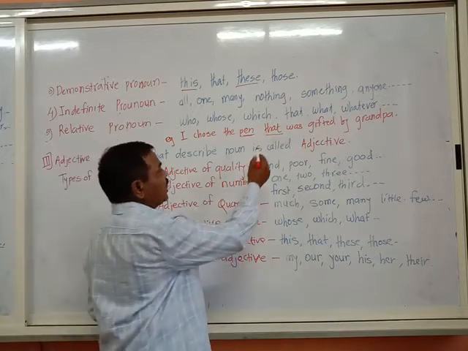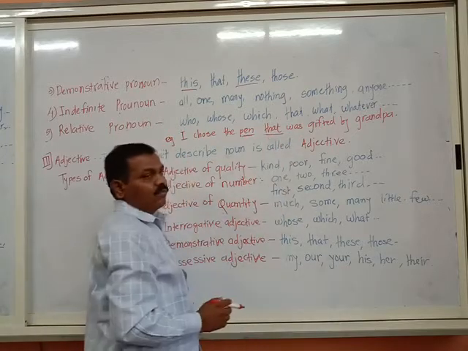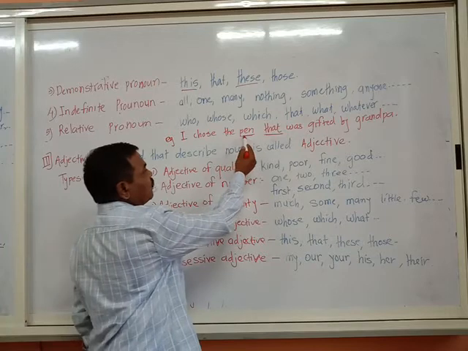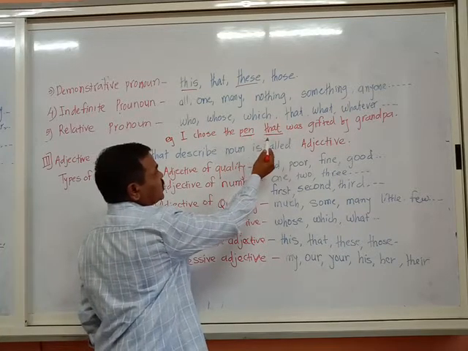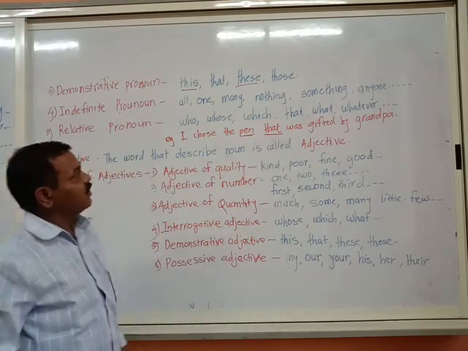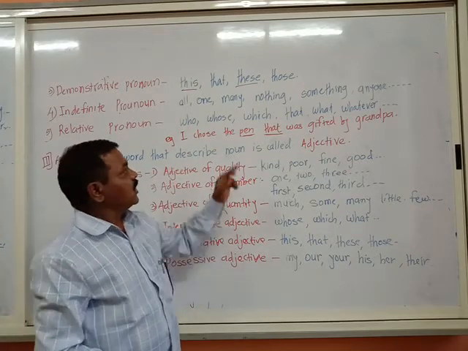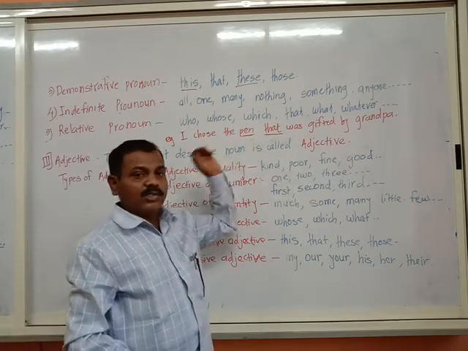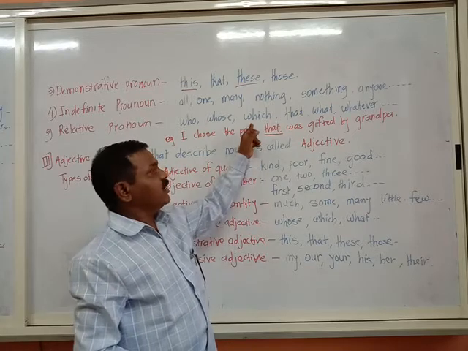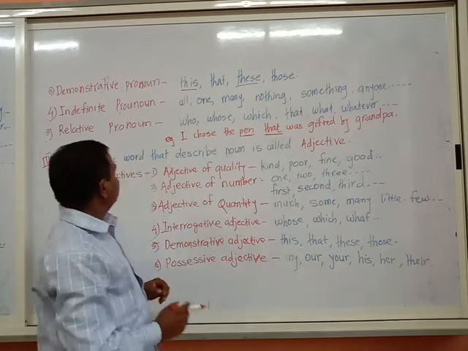Now this pronoun has become the relative. Why? Because the word pen is replaced by that, and that is why these words are used in relation to the noun that comes in the previous sentence, and that is why they become the relative pronouns.